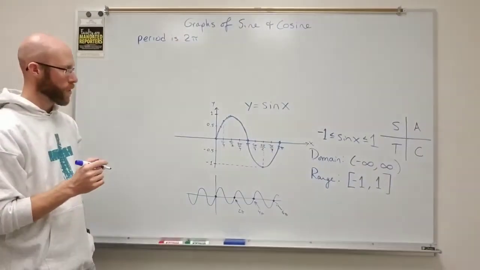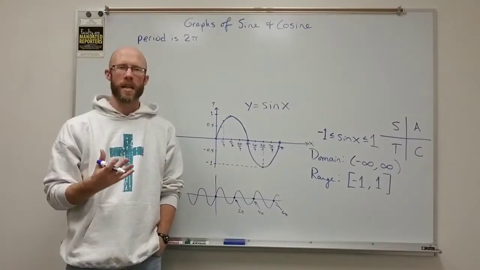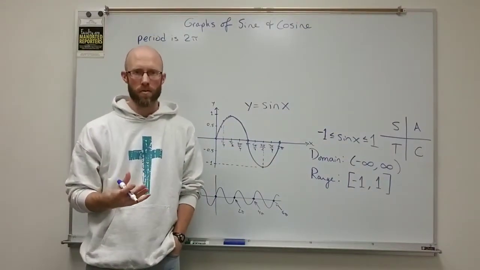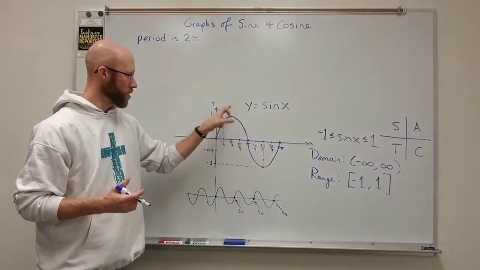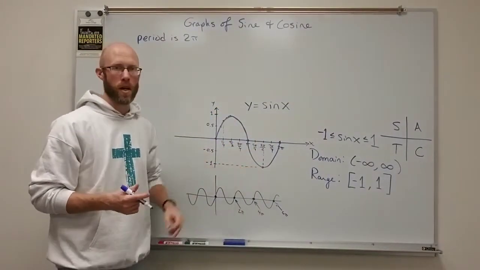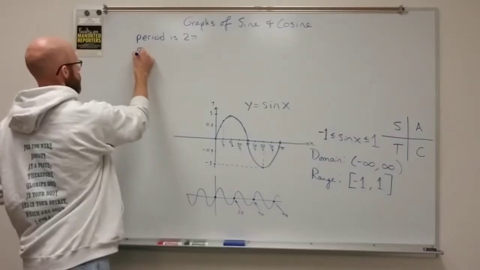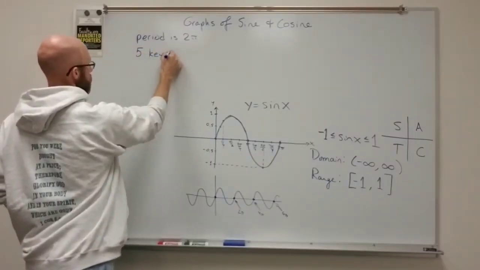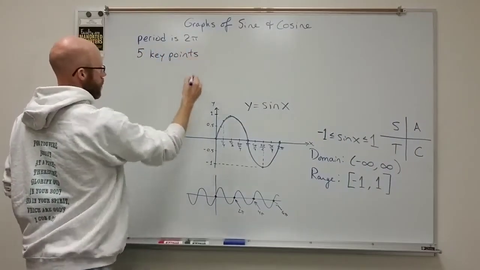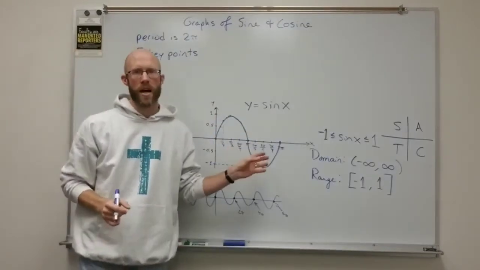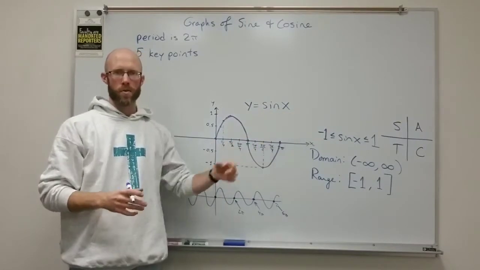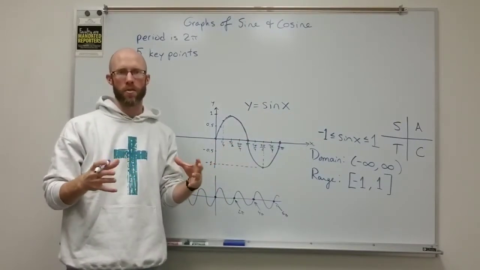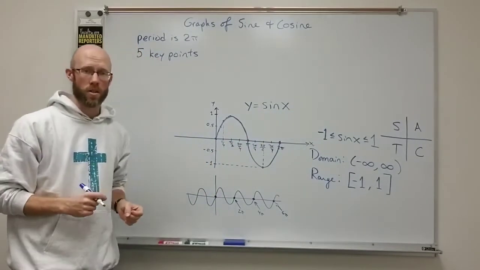In addition to that, we have what I would call the 5 key points on any sine wave. They are the 3 x-intercepts and the maximum and the minimum, okay? So we have our 5 key points. When plotting the graph of any sine wave, and we're going to be altering the sine function, doing some stretching and shifting and other things like that, reflecting as well.